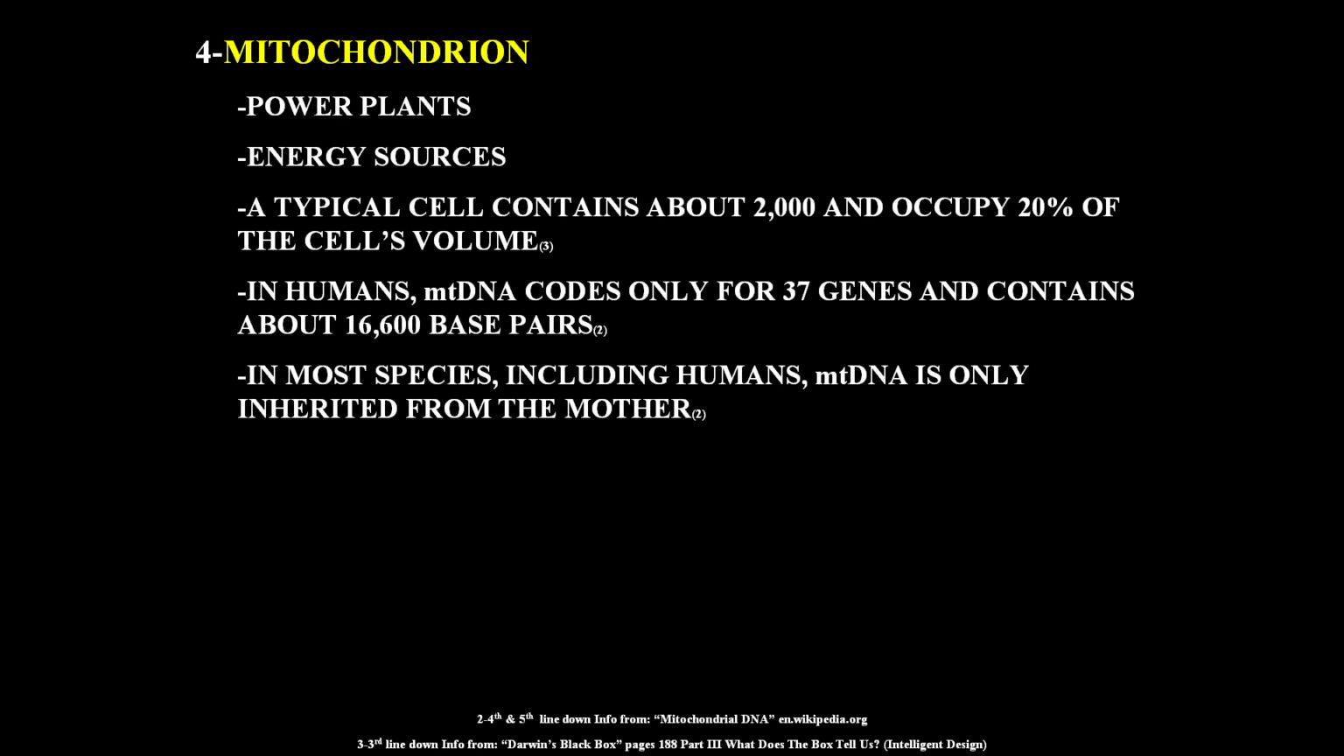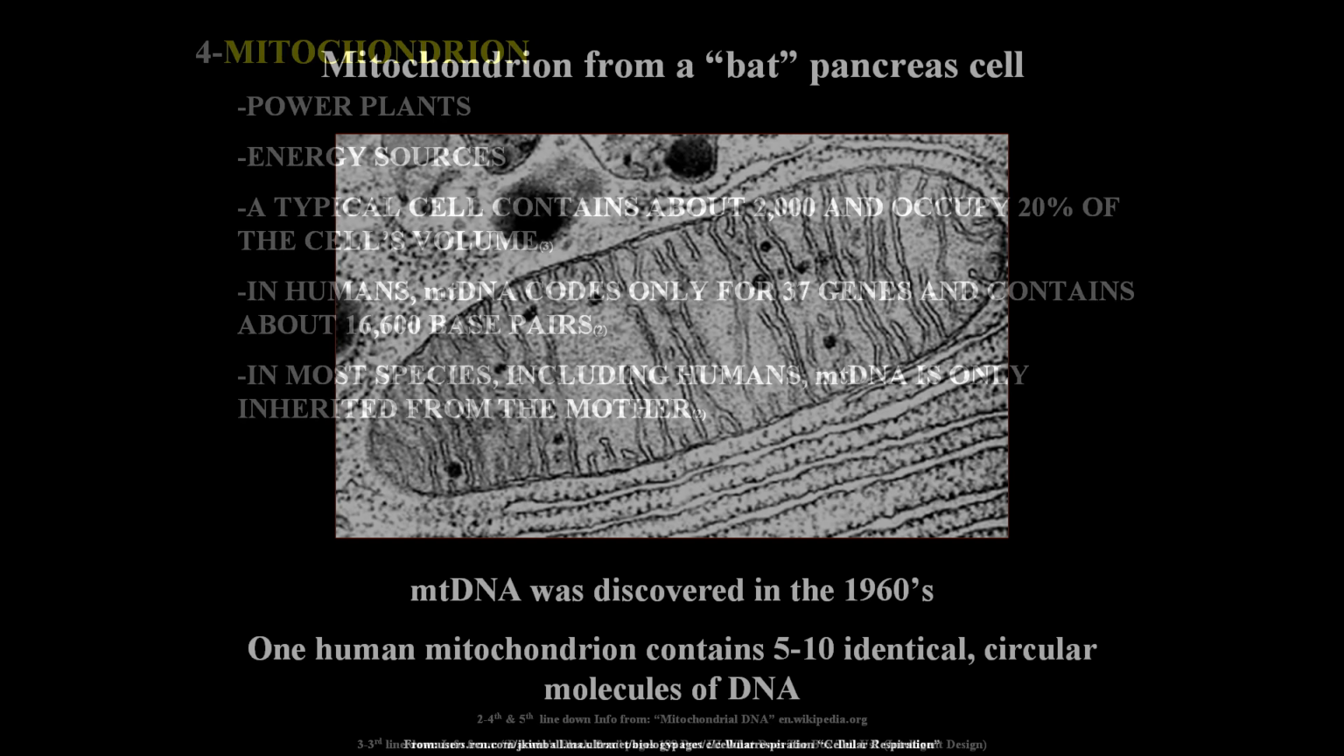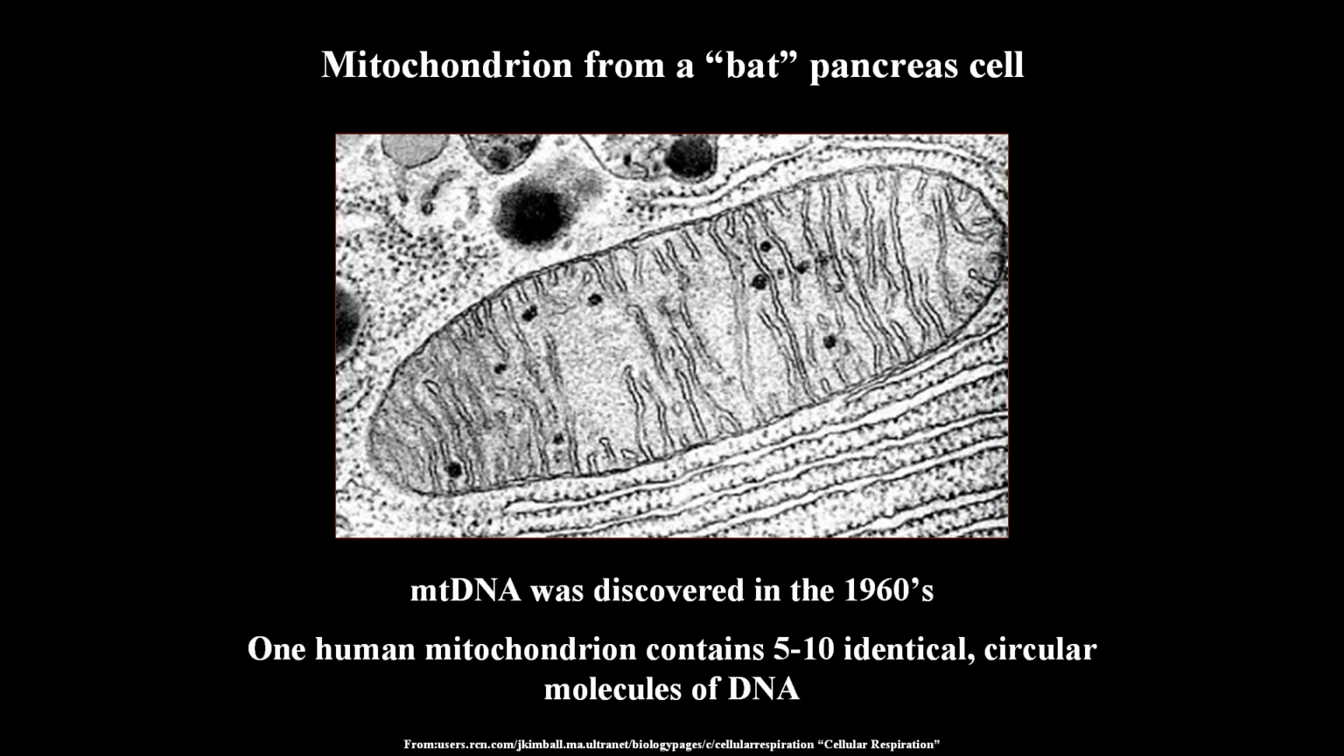In most species, including humans, mitochondrial DNA is only inherited from the mother. Now, mitochondrial DNA from a bat pancreas cell, and that's what it looks like right here. Mitochondrial DNA was discovered in the 1960s. One human mitochondrion contains 5 to 10 identical circular molecules of DNA.